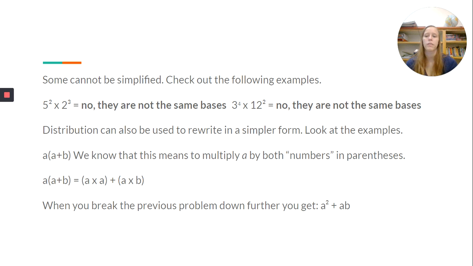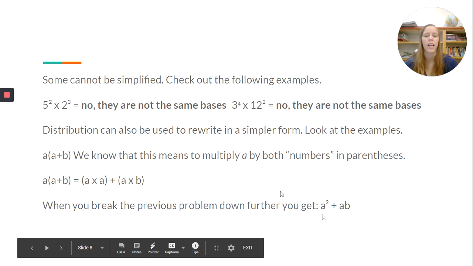But we can also use distribution to rewrite things in a simpler form. So if we have a times (a plus b), we know that means to multiply a by both numbers in parentheses. In this case, it's letters representing numbers. So a times (a plus b) is actually a times a plus a times b. So if you keep looking down, we get a squared, or a to the 2nd power, plus ab.